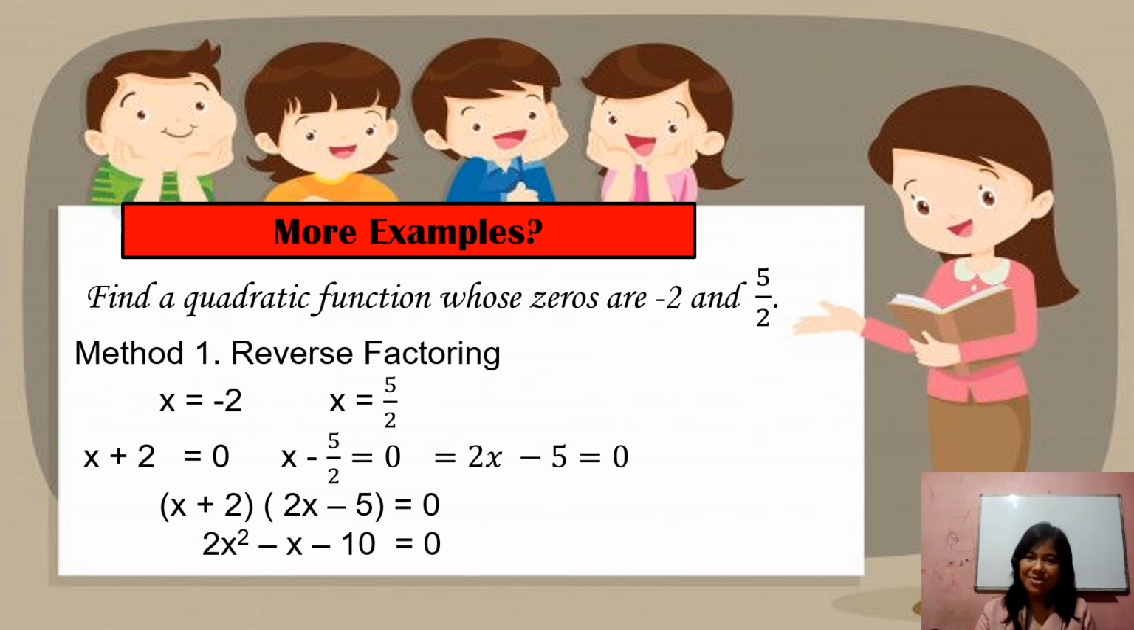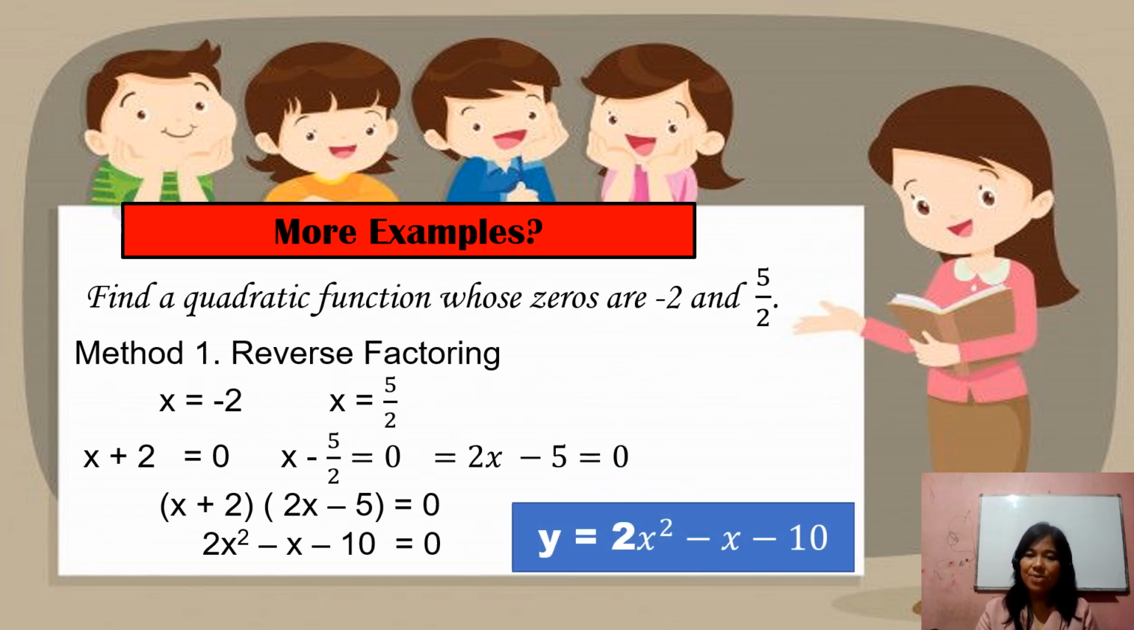Ito ba yun? 2x squared minus x minus 10. Okay? Yung ito, so okay na yan. Palitan mo na lang ng y, yung 0. So you now have 2x squared minus y equals 2x squared minus x minus 10. Yun.